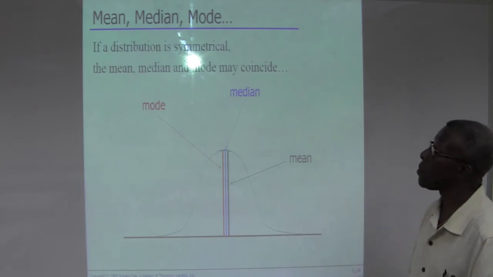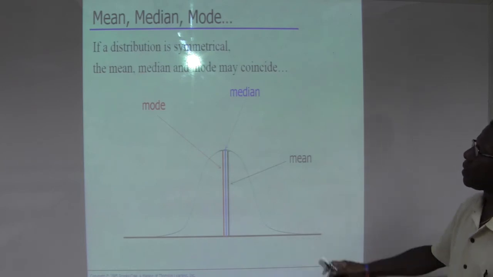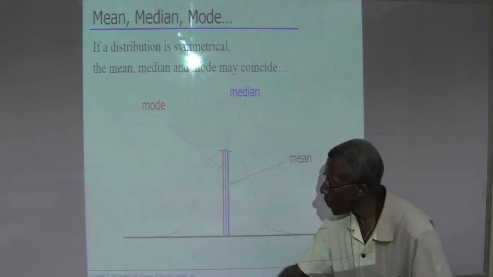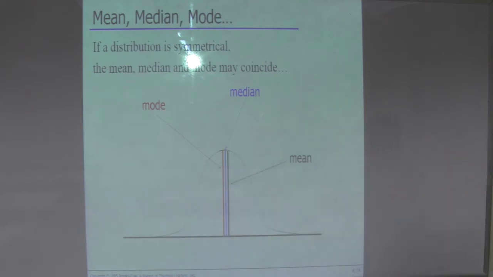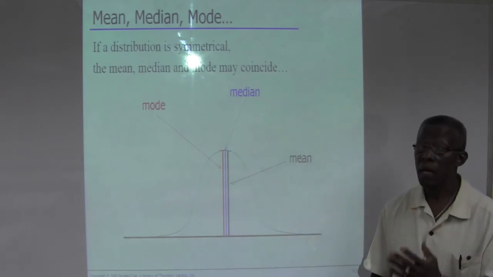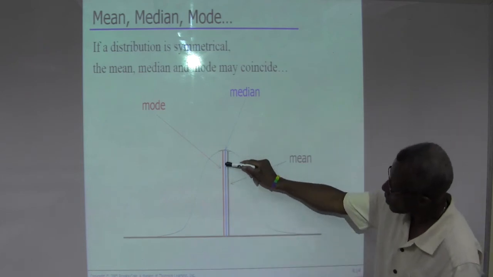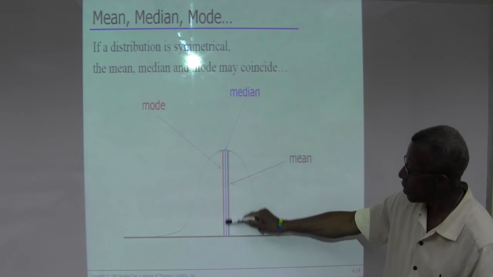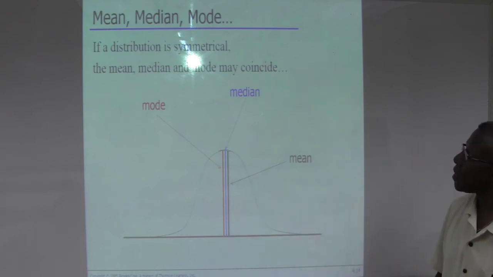Now let's look at the mean, median, and mode in a distribution. This is a symmetric distribution. It's called a bell curve, bell-shaped curve, or normal distribution. In this case, the mean, the median, and the mode coincide, but it's drawn here separately so that you can actually see the division, but they do coincide. Mean, median, and mode for a symmetric distribution.